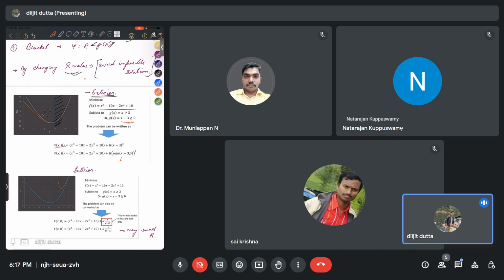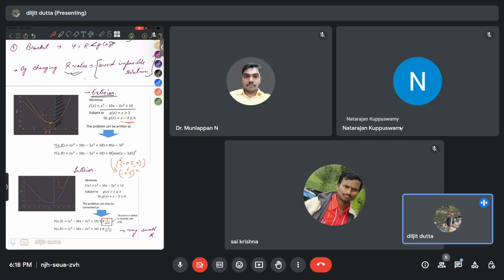Now if we take a point here, what will happen? Suppose it is 2.5. If we take 2.5, how much will this value be? x minus 3 is equal to minus 0.5, and 0. So the minimum will be minus 0.5 and it will be squared. So we are squaring, that is minus 0.5 square, and we multiply with r. So for a very large value of r, we will be neglecting this solution.